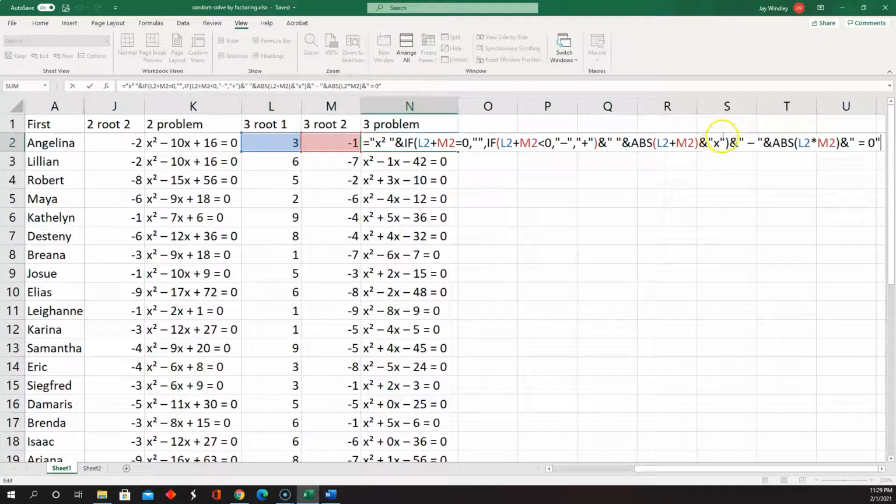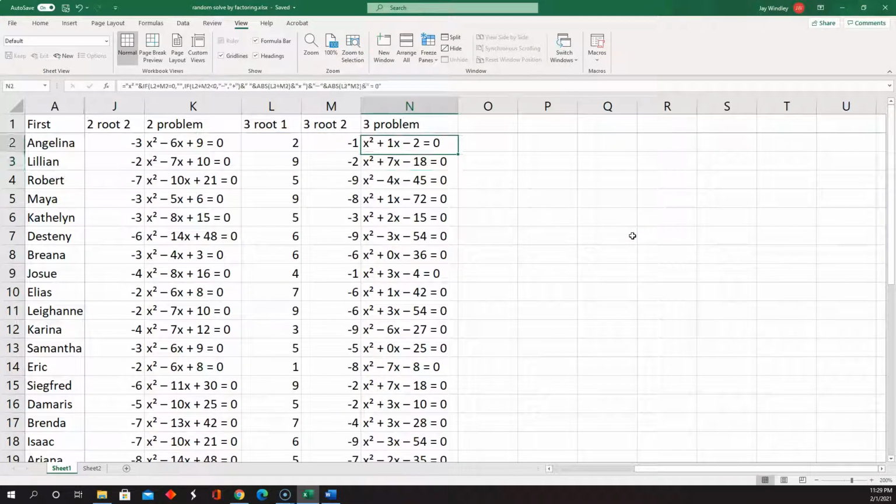And then we're going to close. I need one more space in here somewhere. I need a space after that x. And I need to delete this space over here. So if the sum of those two is not 0, we're going to print either a negative sign or a plus sign, and then a space, and then the absolute value of the sum, and then x, and then space. But if the sum is 0, we're not going to print any of that, and then we're just going to print the minus sign, and then the absolute value of the product.